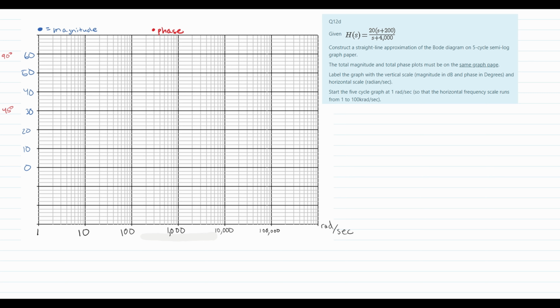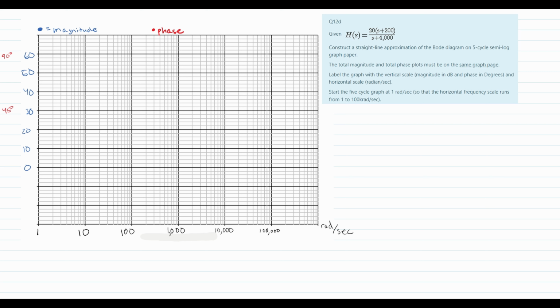We're asked to construct a single line approximation of the Bode diagram on a 5-cycle semi-log graph paper. So we're going to have something that looks kind of like this. The total magnitude and total phase plots must be on the same graph, so we're going to do both the magnitude and the phase on this graph.